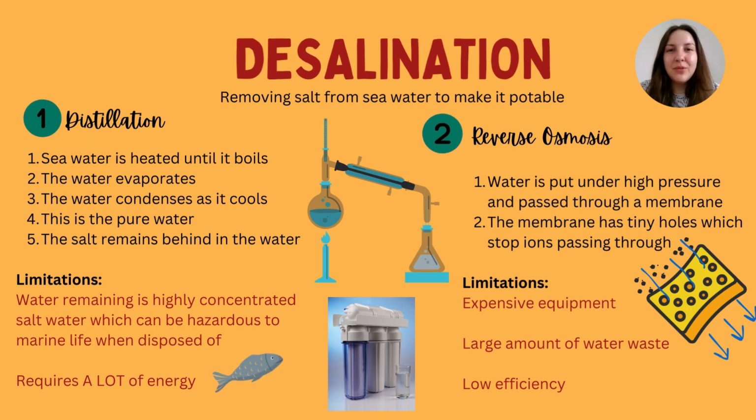So let's say, for example, we have seawater and we want to separate that salt from the water so we can get potable water. Now, this is a process called desalination, and there's two methods we can use. The first is distillation and the other is reverse osmosis. So let's talk about distillation first of all. Now, this is a process which essentially is used as a separation technique.